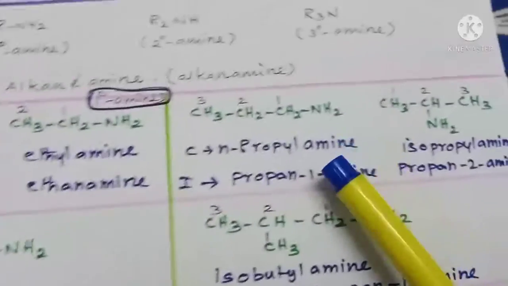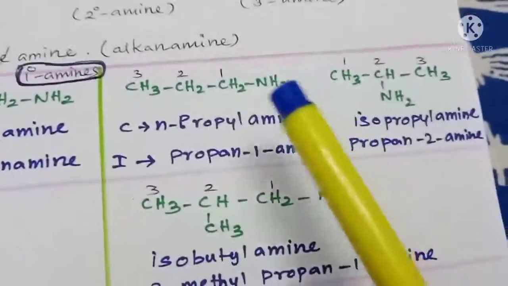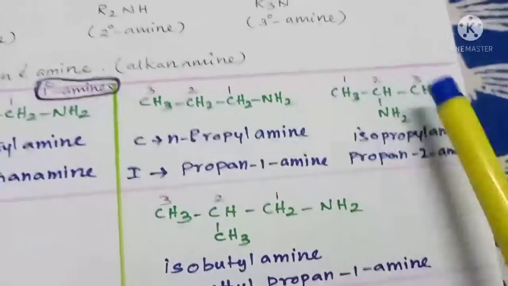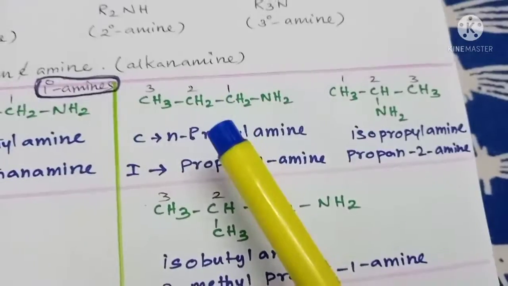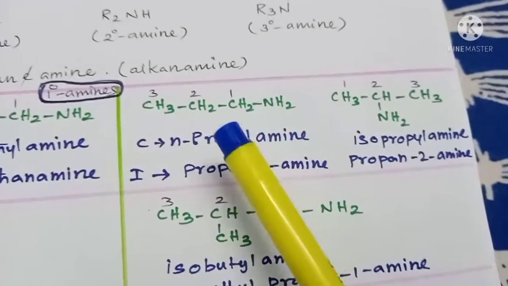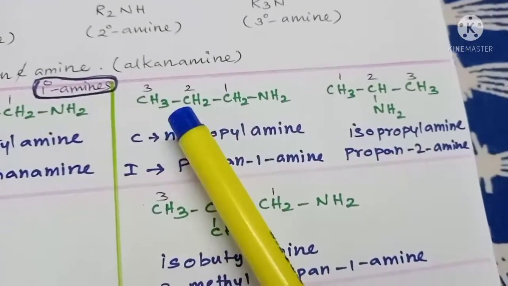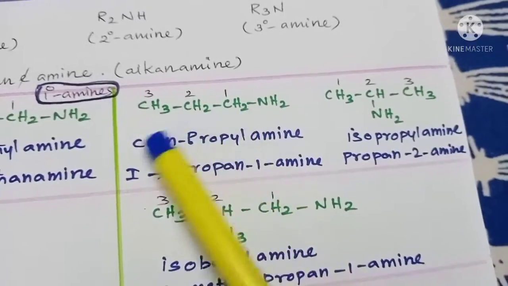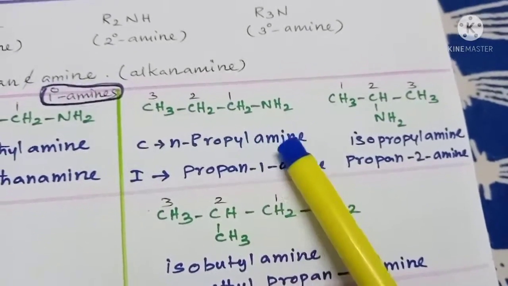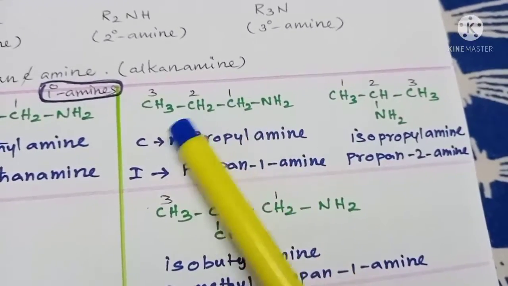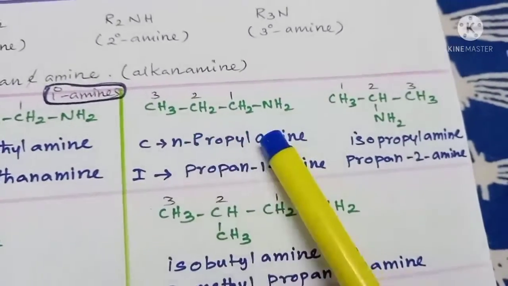Now look at the next pair of compounds. Both have 3 carbon atoms, so this pair is nothing but isomers. Now look at the parent carbon chain. This one has 3 carbons, so it is supposed to be propylamine. It is an unbranched structure, so n-propylamine is the common name.